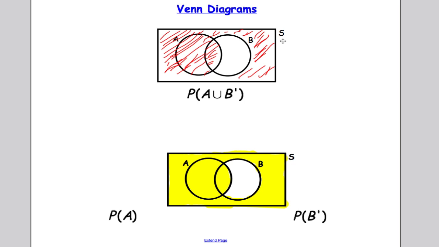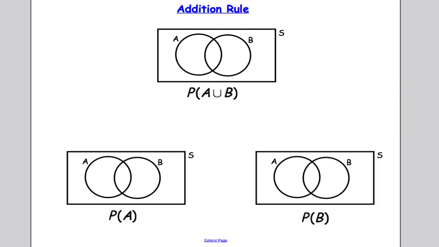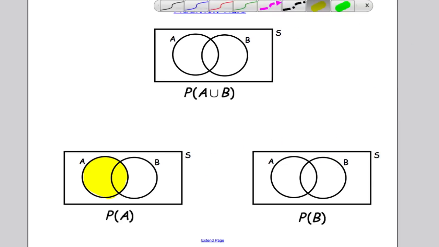Okay, and one last thing on Venn diagrams before we do a couple of examples, and this is the addition rule. So suppose we talked about the probability of A union B. Now let's take a look at the probability of A again. So the probability of A is this region in here. So we've got everything in A. We've also got over here on the right hand side the probability of B, which is everything in here.